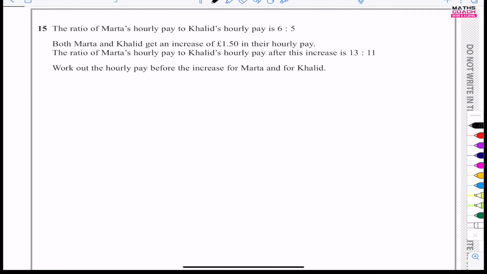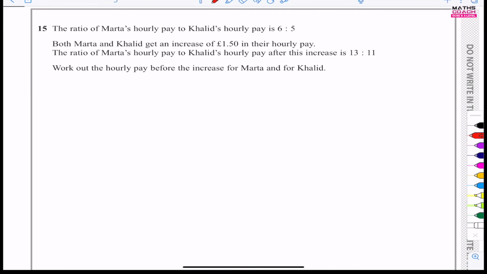All right, question 15. The ratio of Martha's hourly pay to Khalid's hourly pay is 6 to 5. Both Martha and Khalid get an increase of £1.50 in their hourly pay. The ratio of Martha's hourly pay to Khalid's hourly pay after this increase is 13 to 11. Work out the hourly pay before the increase for Martha and for Khalid.